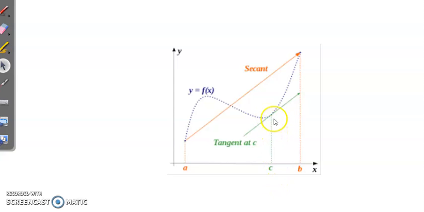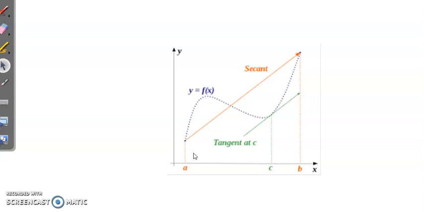So slope of the tangent line at this point will be f dash of c since the function is differentiable. Similarly, slope of the secant line will be f of b minus f of a by b minus a, that is y2 minus y1 by x2 minus x1. That will be the slope of the secant line. So that is the geometrical meaning of the mean value theorem.